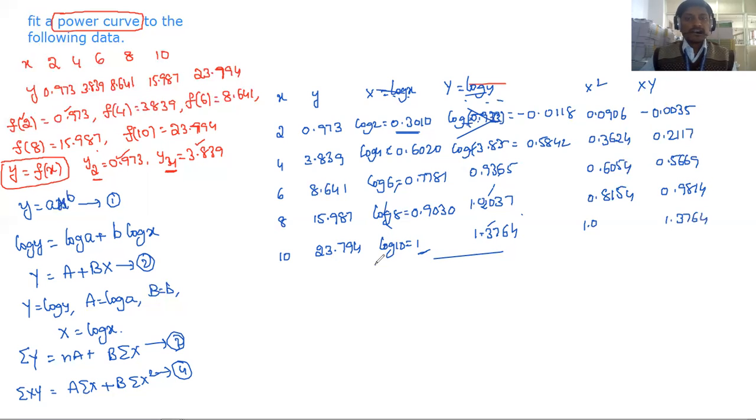And next we require the summations of capital X, capital Y, X square and XY. By adding all these values we are getting 3.5841, and next one 4.0890, and next 2.8738, and next one 3.1329. So this is summation X, this is summation Y, this is summation X square, and this is summation XY.